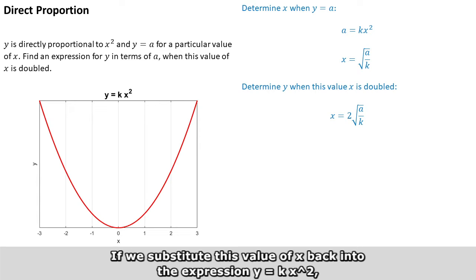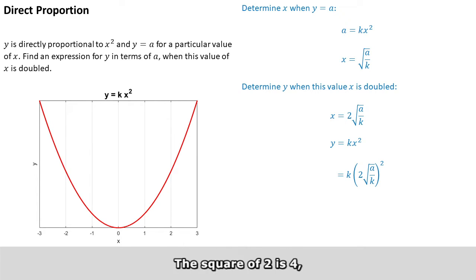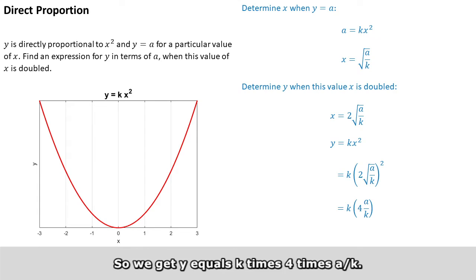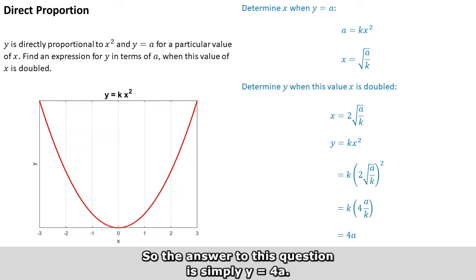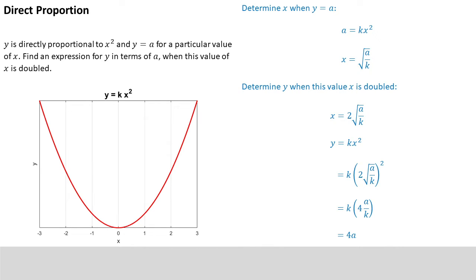If we substitute this value of x back into the expression y equals kx squared, we get that y equals k times the square of this whole thing. So the square of 2 is 4, and the square of that square root simply removes the square root. So we get y equals k times 4 times a over k. And this actually cancels out the two k's, leaving us with only 4a. So the answer to this question is simply y equals 4a. We actually do not have to know the value of k anyways.